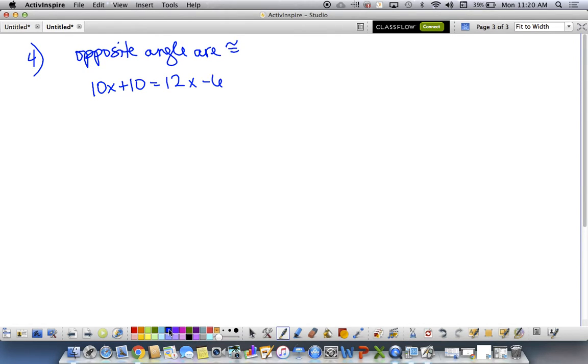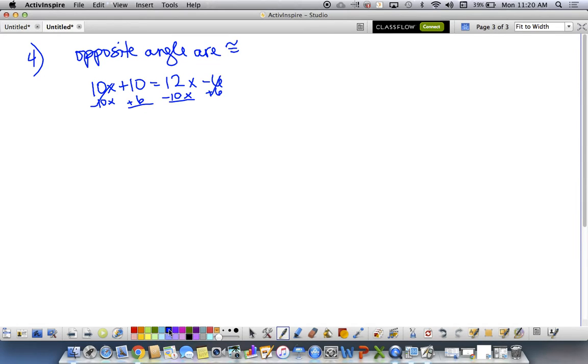Going on, number 4. Is the parallelogram below shown to be a rectangle? Number 4. Is it a rectangle? So it tells you it's a parallelogram. Every parallelogram, opposite sides are congruent, and opposite angles are too. That's right, they are congruent. Okay? So I can set 10x plus 10 equal to 12x minus 6. Okay? Because it's a parallelogram, I can do that. So I'm going to subtract 10x from both sides. And I'm going to add 6 to both sides.